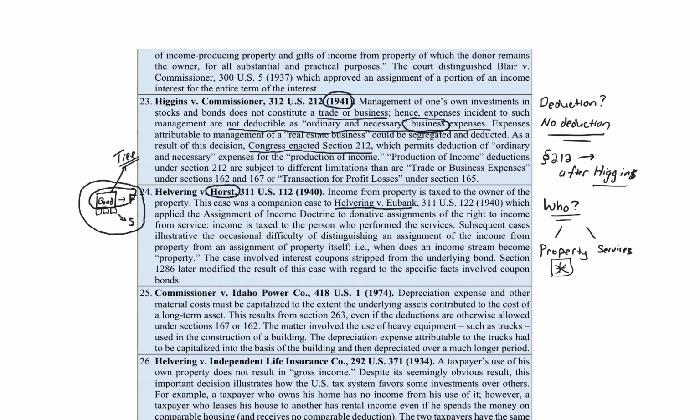Okay. So again, this case involved interest coupons stripped from the underlying bond. By the way, there was a code section that later came out that addressed this, which you don't really need to worry about. It's a very specific thing, but the idea that's central to this is still relevant in today's practice.